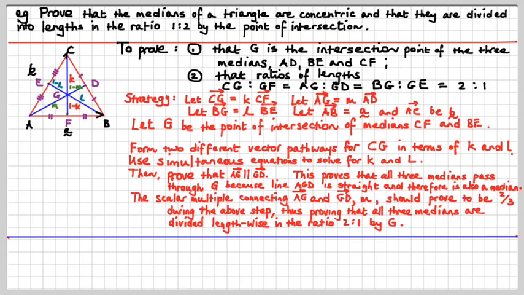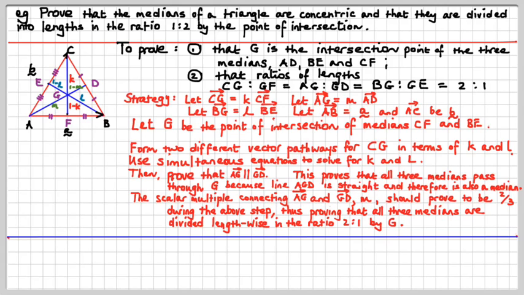So this scalar multiple M connecting AG and D should prove to be 2/3 once I prove that AG is parallel to GD in the previous step, okay? I should get a scalar multiple of AG compared to GD, and hopefully that'll give me the value of M being 2/3, and that's what I'm saying in all this palaver here. Okay, so it should prove to be 2/3. That is the value of M in that previous step, thus proving that all three medians are divided lengthwise in the ratio 2:1 by G.